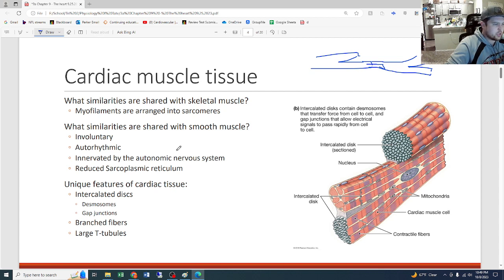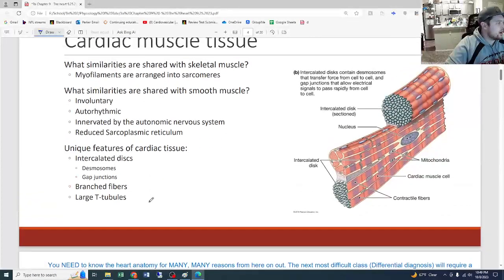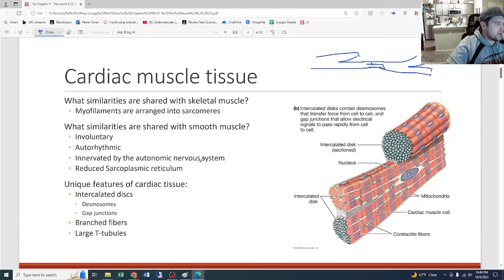All of the different muscle cells can contract simultaneously, or sort of in a wave pattern, in order for the heart to beat properly. We have branched fibers, which are kind of Y-shaped, and also very large T tubules. So remember, I called the cells Y-shaped. Cardiac muscle cells are either single nucleated or can have two nuclei as well.